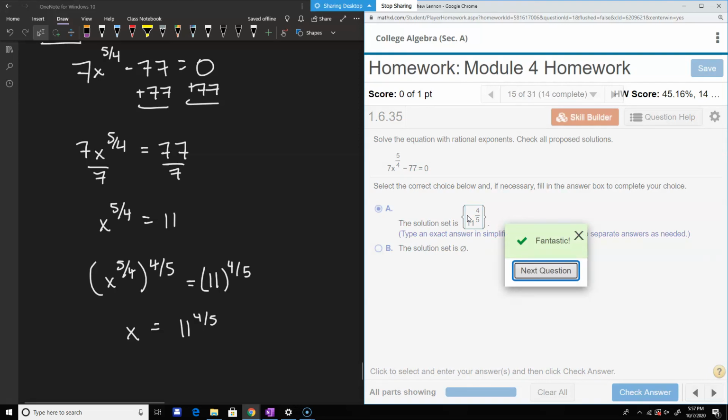You could write that in radical notation if you want, but remember, if you have a fraction as an exponent, the bottom number is what kind of root it is, and the top number is what the power would be. So this would be the 5th root of 11 to the 4th power.